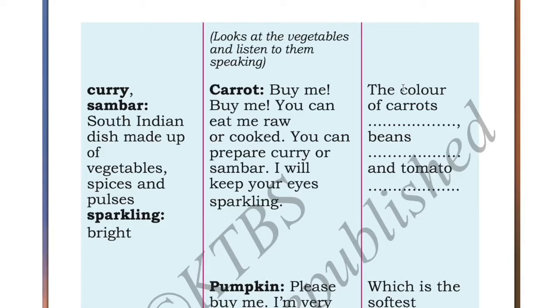They're orange in color and they have green tops. So you can add the respective color of each of these vegetables over here. So what is the color of carrots? The color of carrots is orange. Now what is the color of beans? Are beans also orange in color? No. Beans are green in color. And what is the color of tomato? Yes, tomato is red in color.